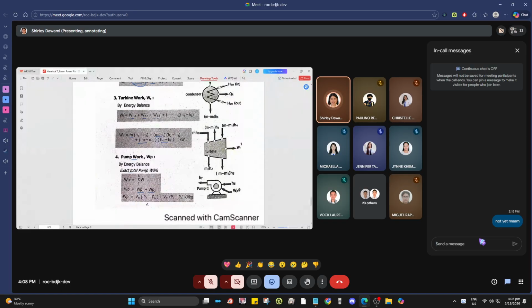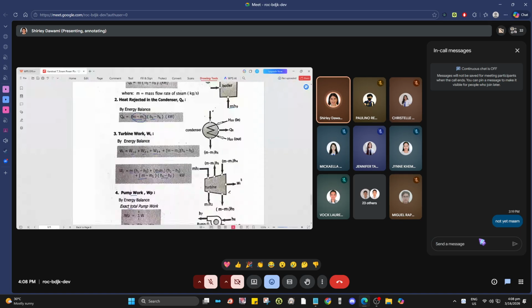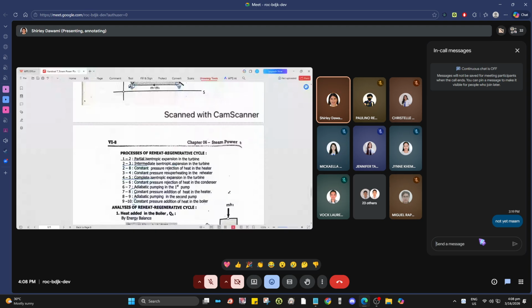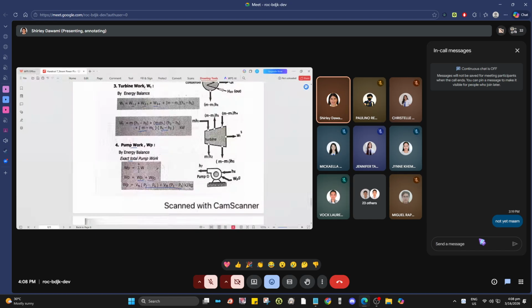Pump work 1 is the one after the condenser. Pump work 2 is after the feed water heater. That is in terms of pressure. For the approximate, it is equal to P9 minus P6. So, P9 is from this point to this point. If it is given in the problem, then it is straightforward.